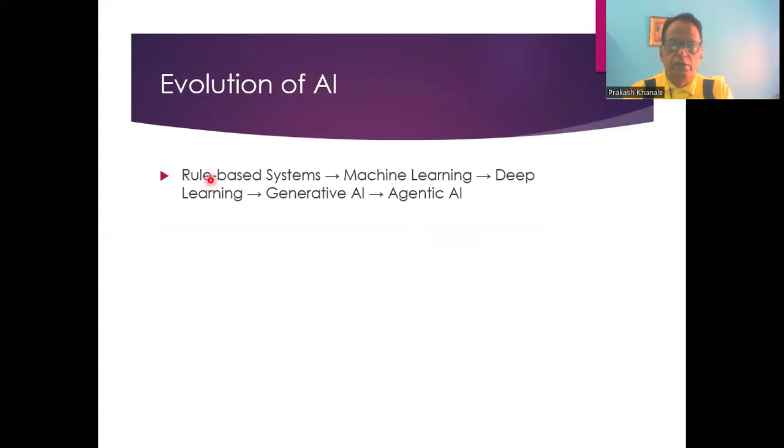In the initial stages, we were using rule-based systems and expert systems in the early days of the study of artificial intelligence. Then we got the tools for machine learning. Machine learning evolved and we got the tools for deep learning by making use of neural networks. When large data sets were available, it was possible to build large language models and to have generative AI, which can generate content based on the data. And from this generative AI, the evolution of agentic AI has taken place.